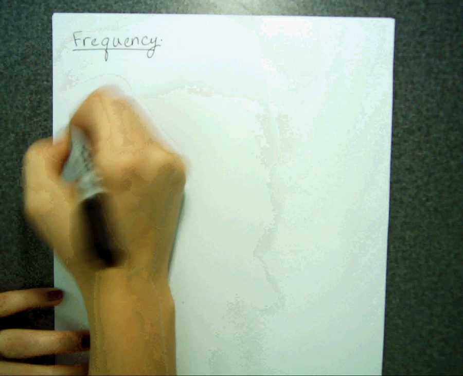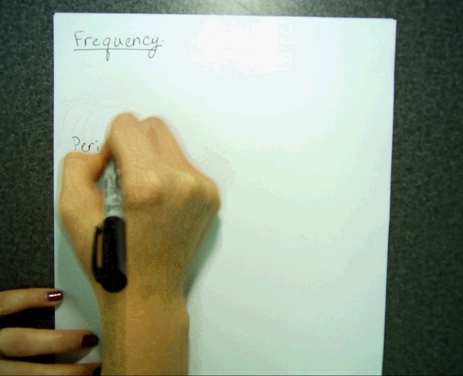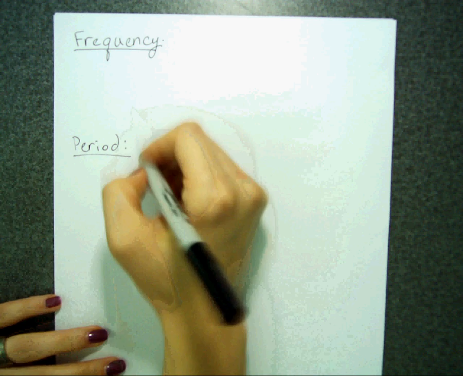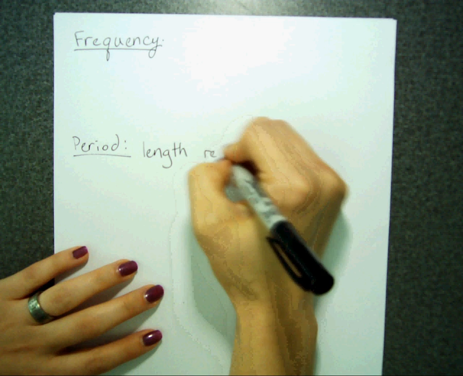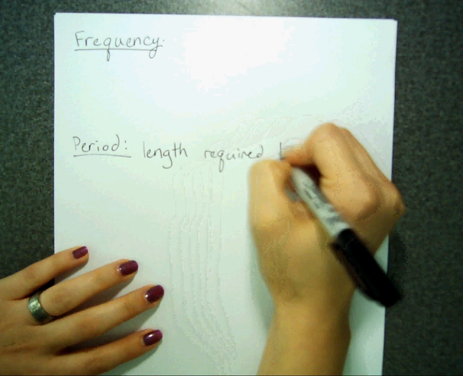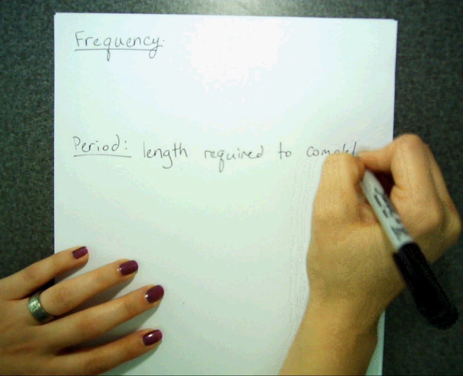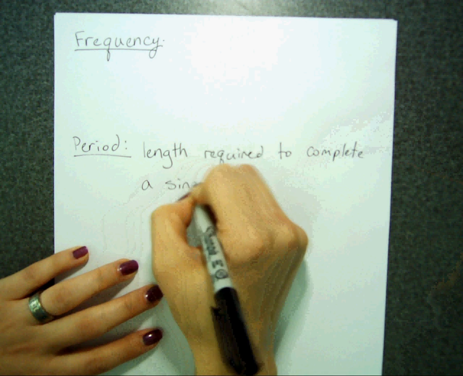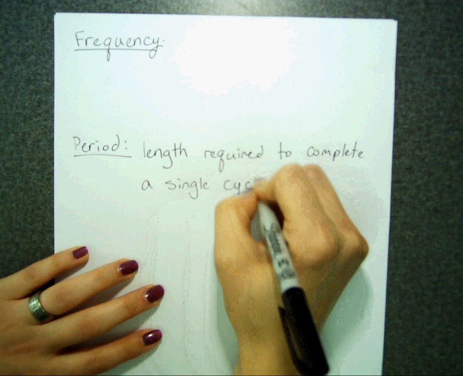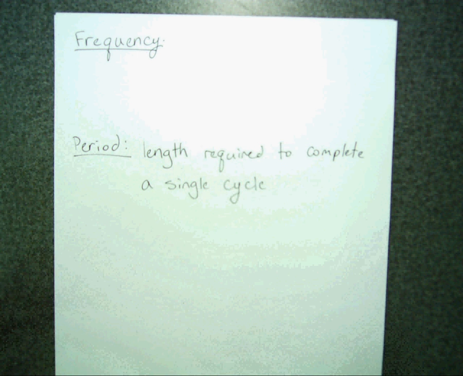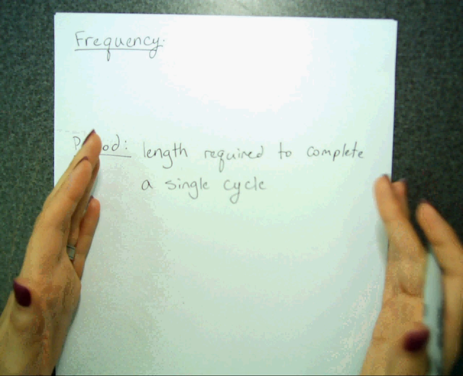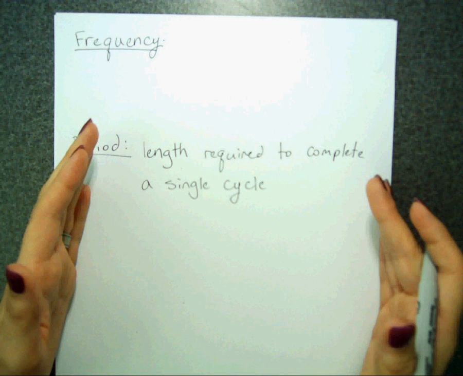All right. So before I define frequency, let's go back to the period. We've talked about what the period of a trig function is. It's the length of the interval, right? The length required to complete a single cycle, right? And so for sine and cosine, our period is 2 pi, because I complete the interval from 0 to 2 pi. I complete a single cycle, right?